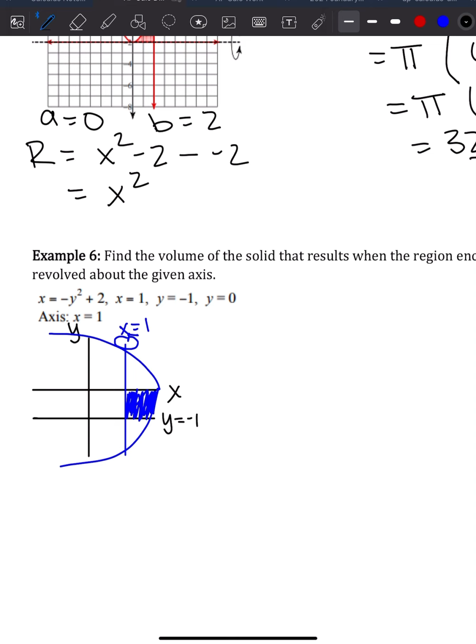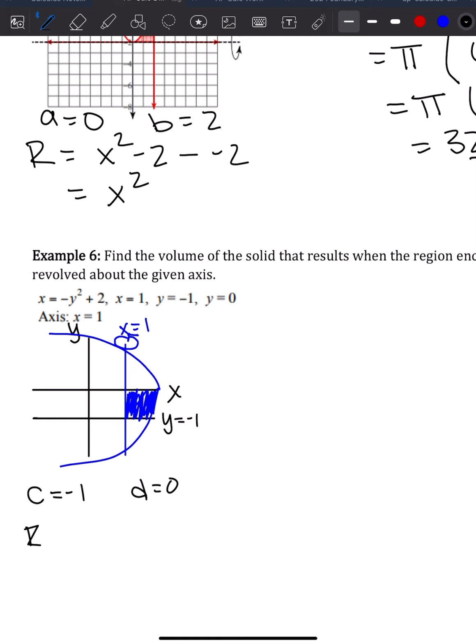So this is a y, so I know I'm going to have C and D. C and D are going to be the lowest y value and the highest y value we care about. Our lowest y value is negative 1. Our highest y value is 0.